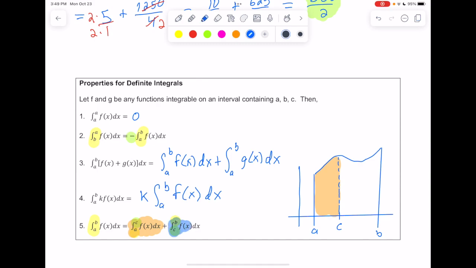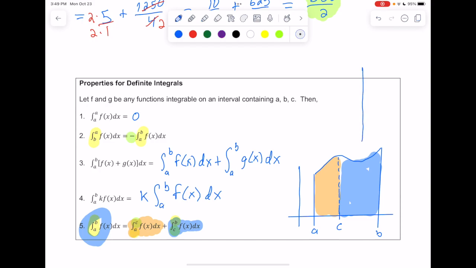And the integral from C to B would be this area right here. And the integral from A to B would be the whole thing. And we're saying that the whole thing from A to B is equal to the orange part plus the blue part. So that's the connection. So it's really just saying that you can break an integral into pieces at a middle boundary. This may seem strange, but we're going to end up using that a lot.